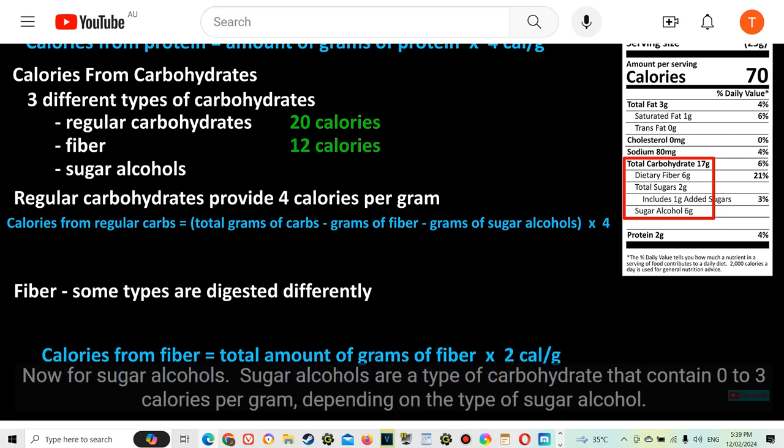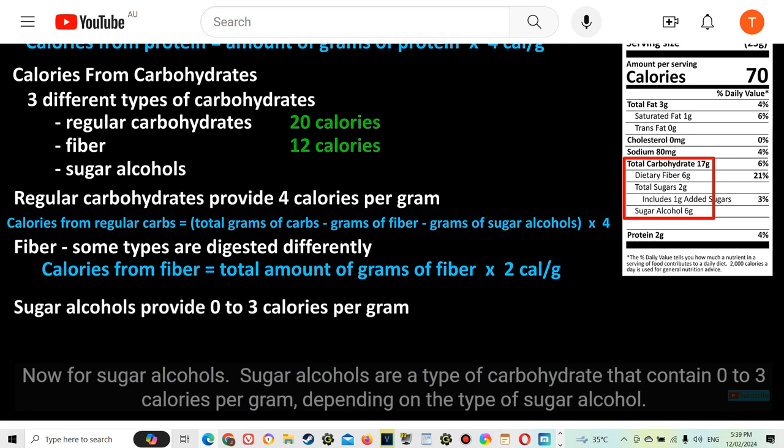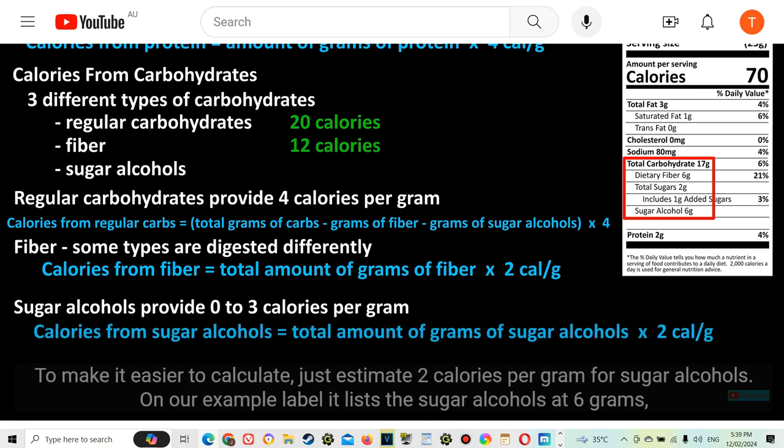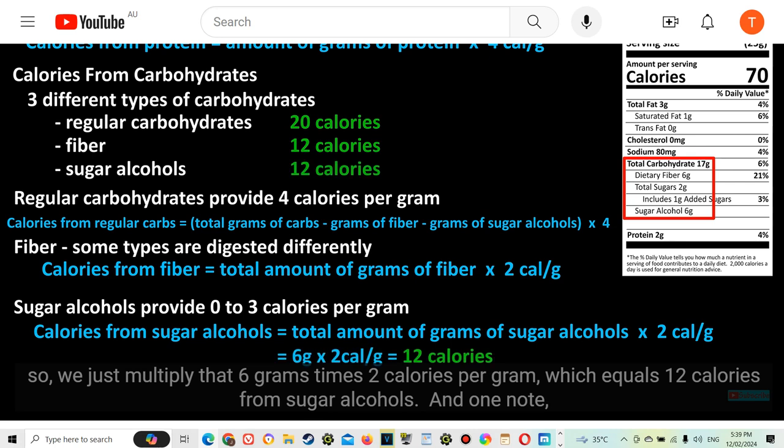Now for sugar alcohols. Sugar alcohols are a type of carbohydrate that contains 0 to 3 calories per gram, depending on the type of sugar alcohol. To make it easier to calculate, just estimate 2 calories per gram for sugar alcohols. On our example label, it lists the sugar alcohols at 6 grams. So we just multiply that 6 grams times 2 calories per gram, which equals 12 calories from sugar alcohols.